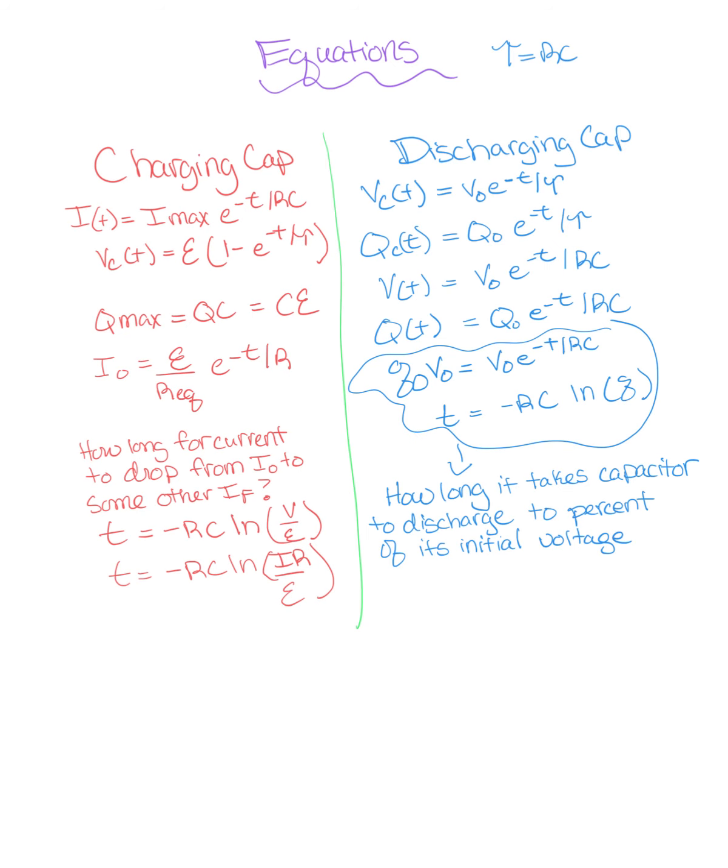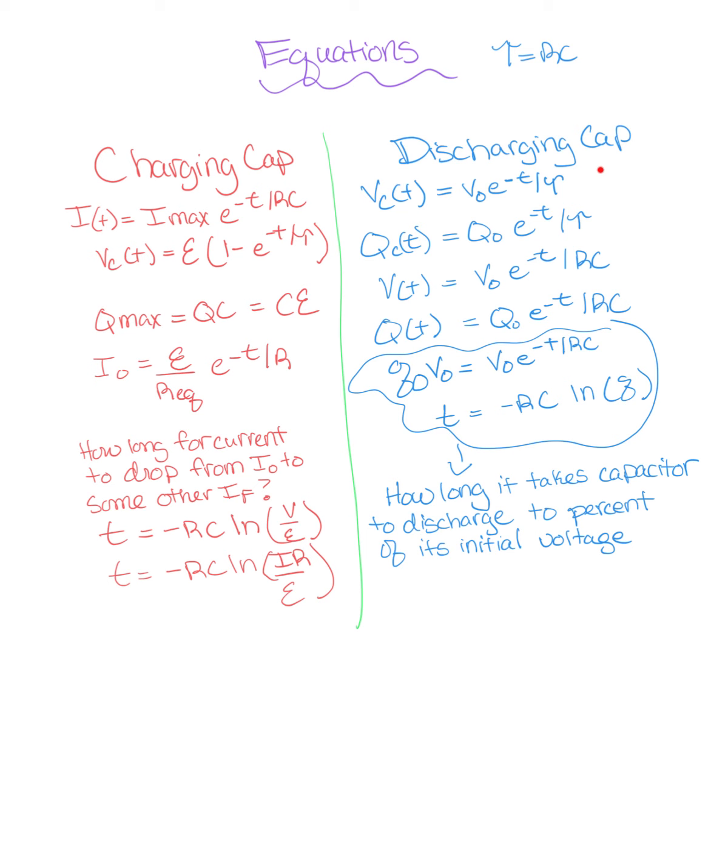For the charging capacitors, we have all of this right here. And then I wrote a little side note. If you're not comfortable manipulating the equations, you can just write these out like this: how long for the current to drop from some I initial to some other I final. Those are helpful. This is the same equation except for V. We have subbed in IR. Remember, we can do that because V equals IR.